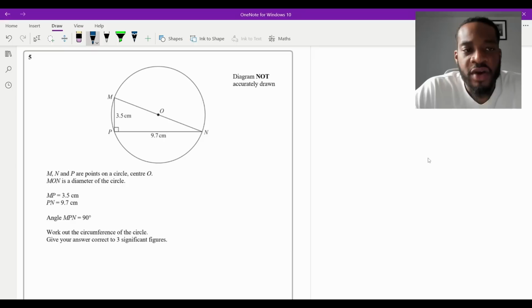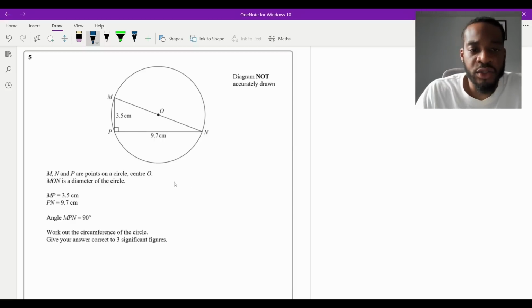Okay, so firstly, they ask us for the circumference. If you don't know the formula for the circumference of a circle, you can't answer the question. So let's firstly write that out. The circumference of any circle, there's two versions, is either going to be pi times diameter, right? Or 2 pi r, right? These are equivalent because the radius times 2 is the same as the diameter.